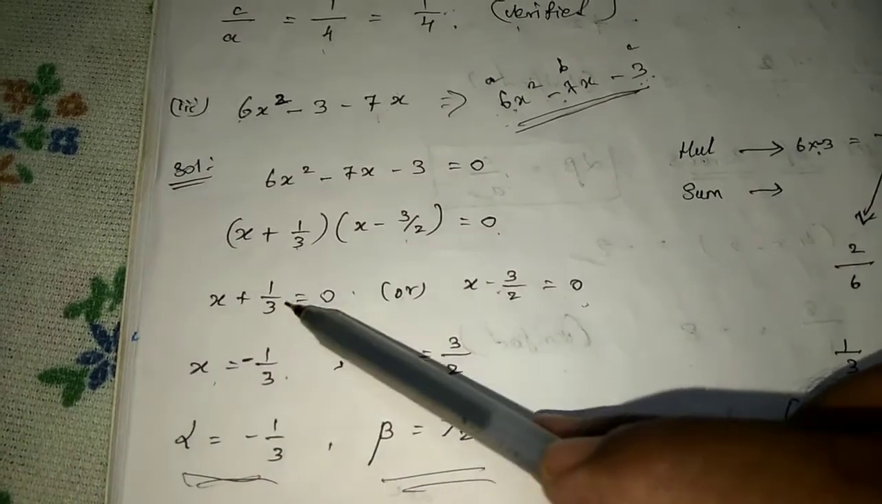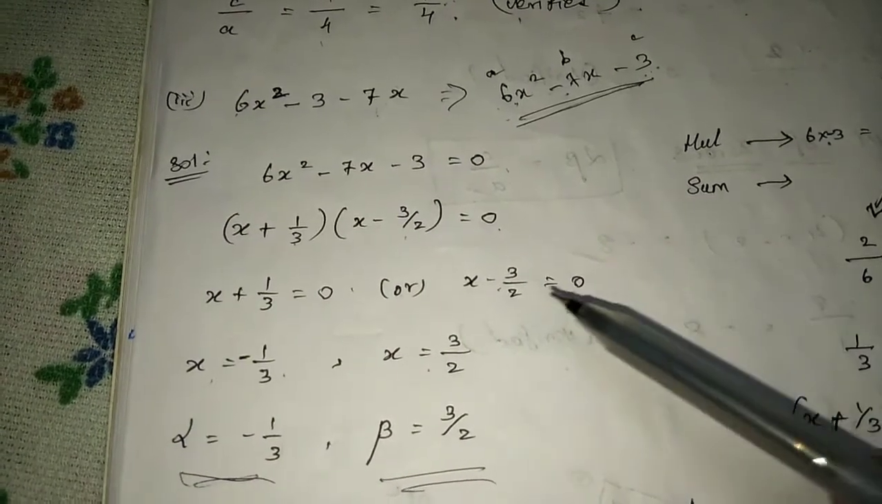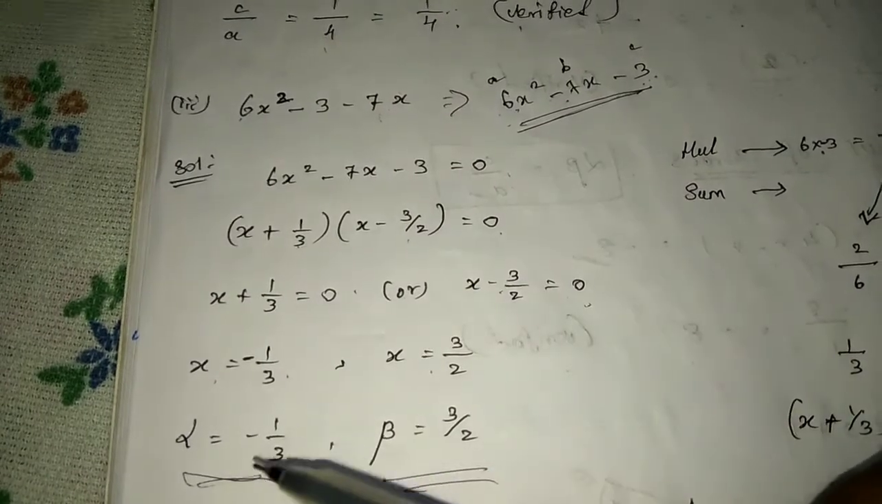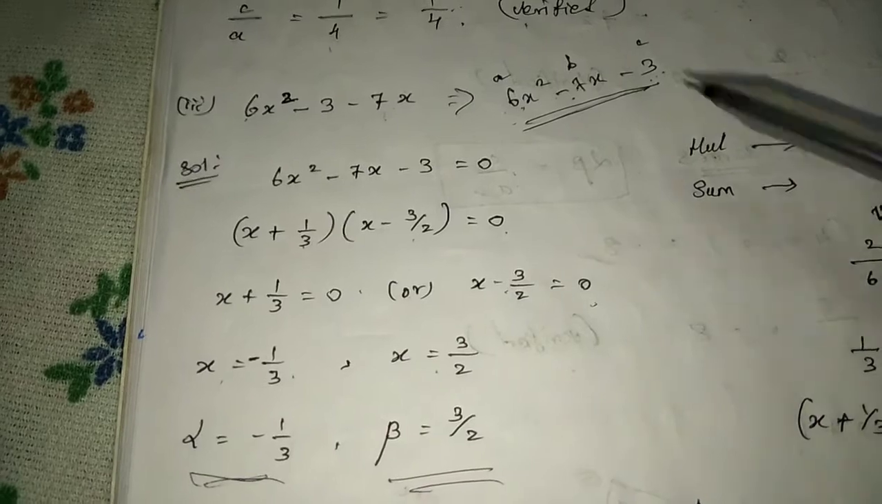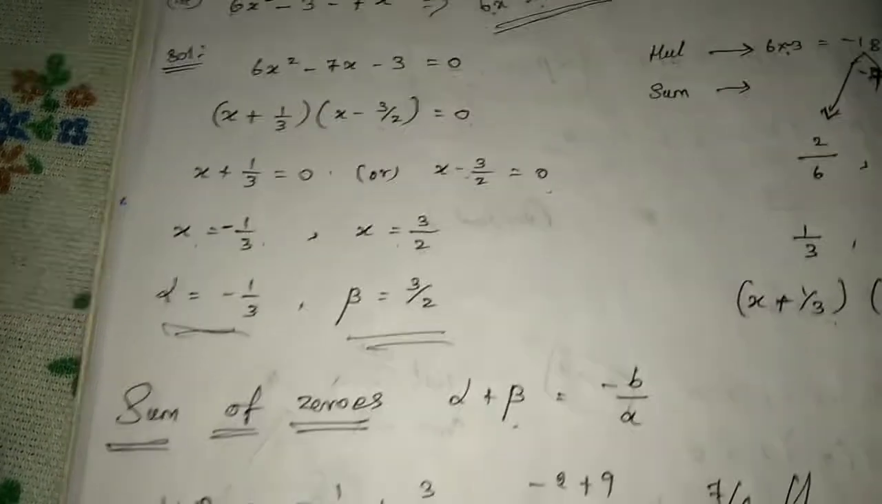So x is equal to 1 by 3, which moves to the other side and becomes minus 1 by 3. Here x is equal to 3 by 2. So the first is alpha, the second one is beta. So we find out the alpha and beta, that is, we find out the zeros. Now we can check the relationship between the zeros and the coefficients.